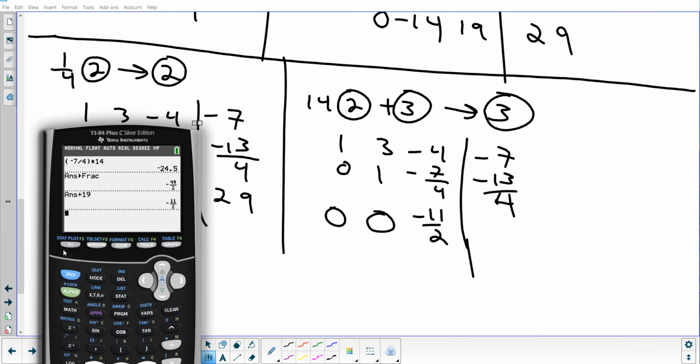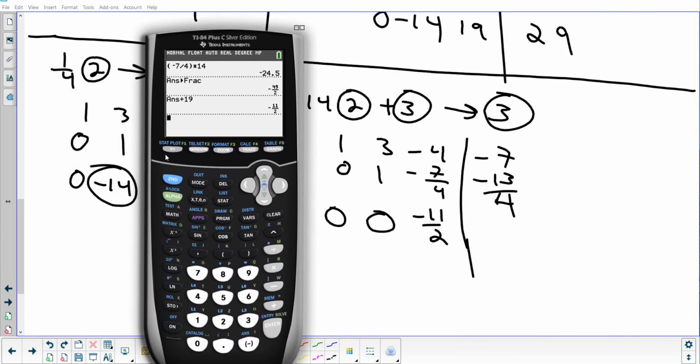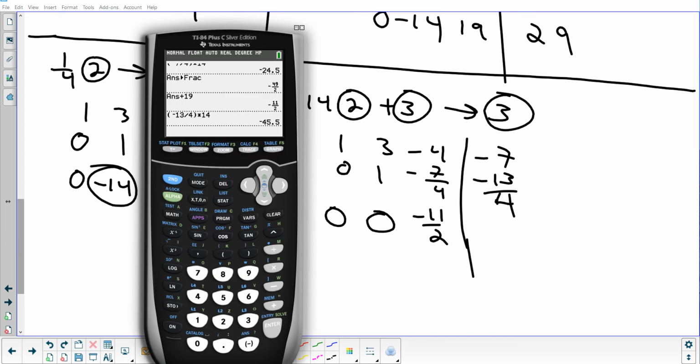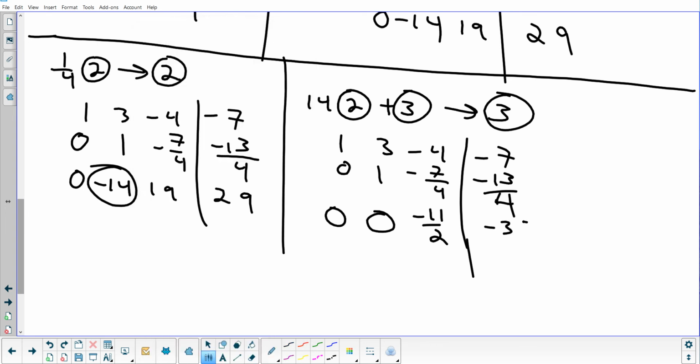And the last one, multiply by 14 and add it to row 3. So negative 13/4 multiplied by 14. And then add that to what was in row 3, which was 29. Plus 29. It's negative 16.5. What's that? Negative 33/2. Okay.